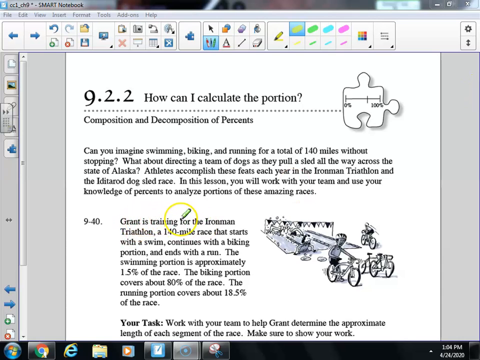Someone is training for the Ironman Triathlon, a 140-mile race that starts with swimming, continues with biking, and ends with running. The swimming portion is 1.5% of the race. The biking portion is 80% of the race. And the running is 18.5% of the race. So if you imagine adding up your percentages, the 1.5%, the 80%, and the 18.5% gives you 100%. That's the 100%, the total of the race. And it's broken down, or decomposed, into three parts: swimming, biking, and running.